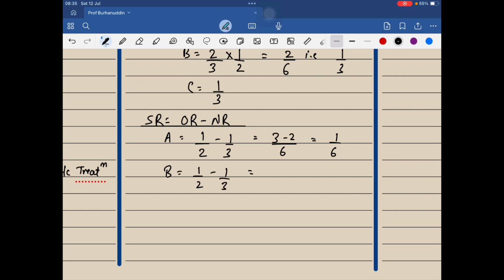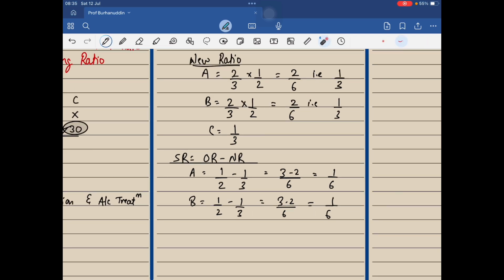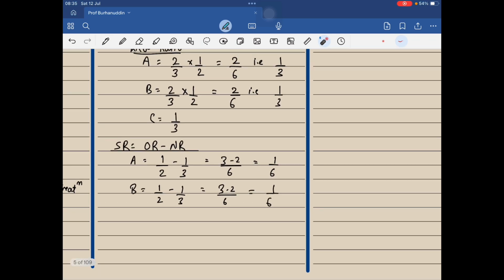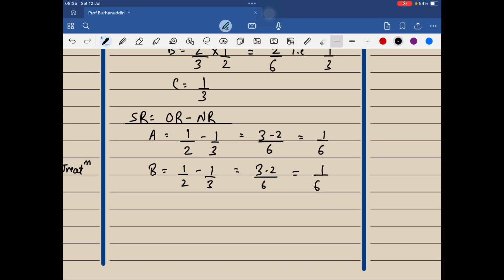सेम कैलकुलेशन है. I hope ये मैथ समझ में आ रहा है आपको. So my sacrificing ratio is also 1:1. My new ratio is also 1:1. तीनों तीन पार्टनर आ जाएगा. And the old ratio is given to be equal only. This is how you do the calculation for PSR. Any problem?